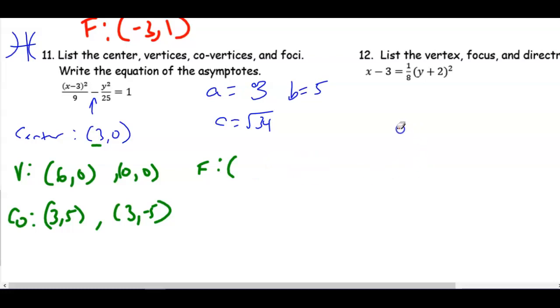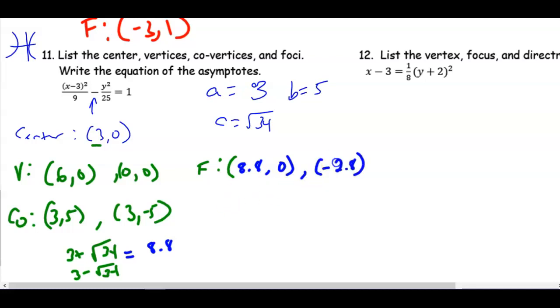Let me just do it real quick. 3 plus the square root of 34, and 3 minus the square root of 34. I don't want to run over here because I'm going to print all these off when I'm done and turn it into a solution key. So 3 plus, I'm doing this on my calculator, 8.8, so 8.8 comma 0. And 3 minus the square root of 34 is negative 2.8, so negative 2.8 comma 0, sorry.